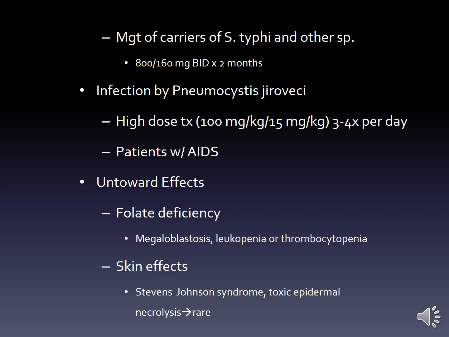It can also be given for carriers of Salmonella typhi and other species, but you have to give it for 2 months. In patients with AIDS, when they have infections by Pneumocystis jirovecii, it's given at high dose 3 to 4 times per day. Your side effects: it can cause folate deficiency manifesting as megaloblastosis, leukopenia, or thrombocytopenia. And it can also produce skin effects like Stevens-Johnson syndrome or toxic epidermal necrolysis, but this is rare.